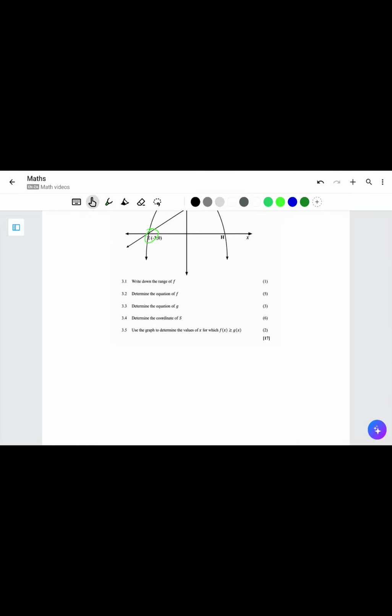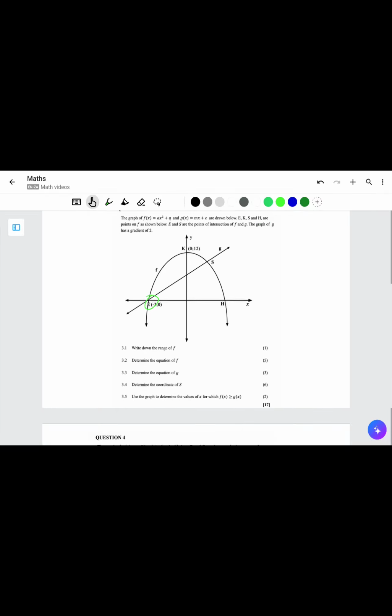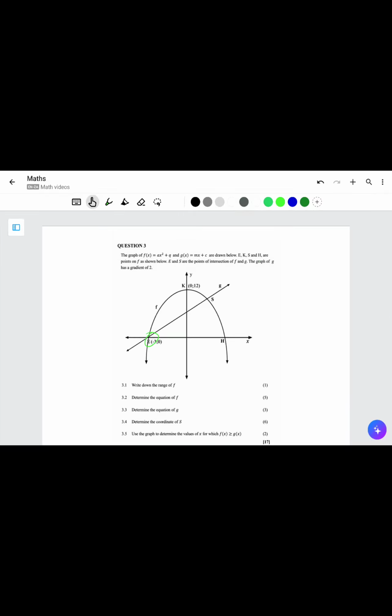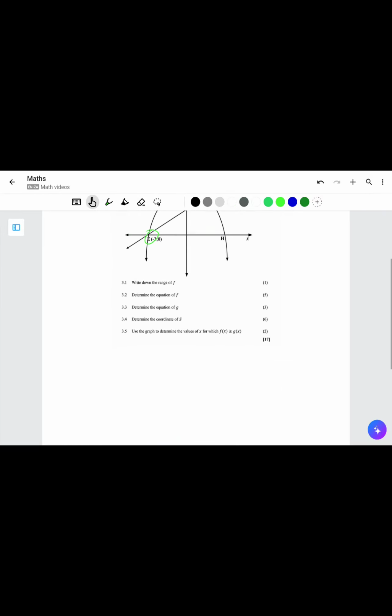Okay, next question says determine the coordinates of S. Okay, so this is going to be a bit of work, as you can see, it is a 6 mark question. So let's look at the facts. Let's go up. As you can see there, S is a point of intersection, right? Can you guys see that there? That is a point of intersection where f of x meets g of x. So what does that mean, guys?